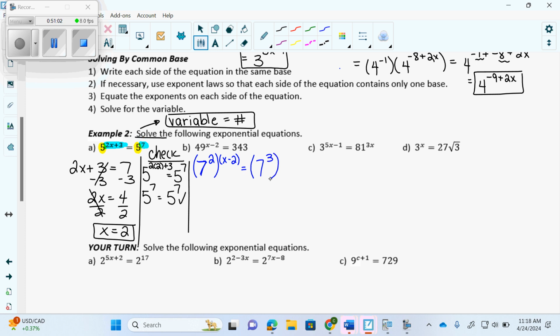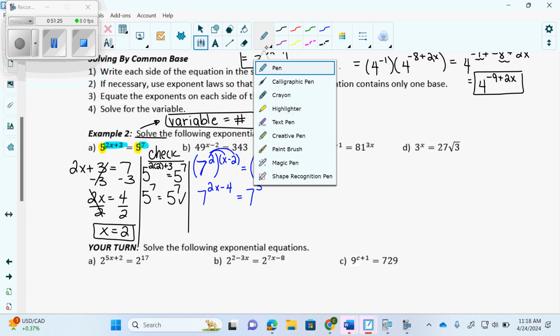Okay, let's distribute through. So we get 7 to the 2x minus 4. The error in these is going to be that you forget to distribute that 2 to the next term. I'll get people giving me 2x and minus 2 instead of 2x minus 4. You see how they'll forget to distribute? That happens way more than it should. So I'm going to get 2x minus 4 equals 7 to the 3.